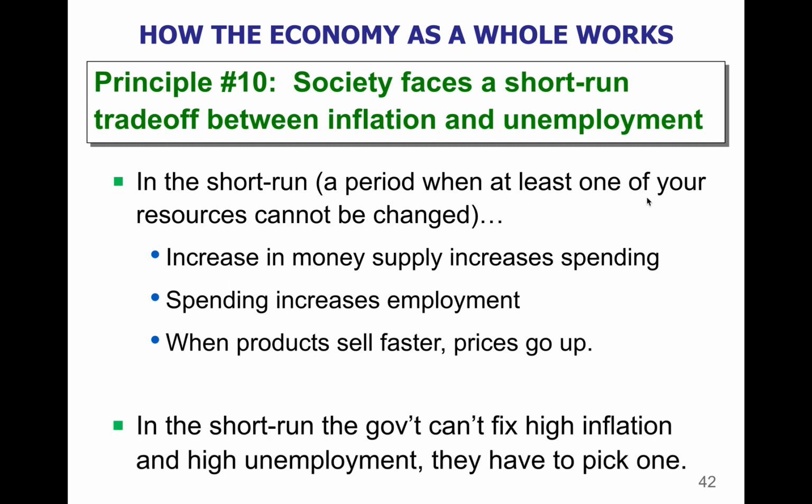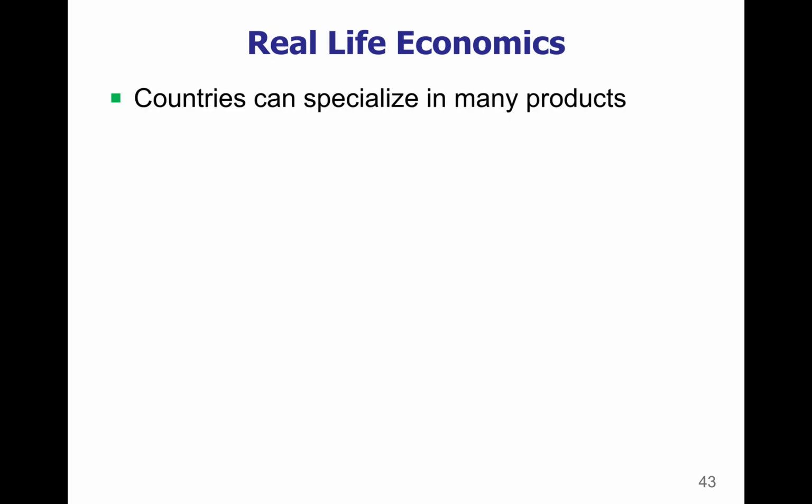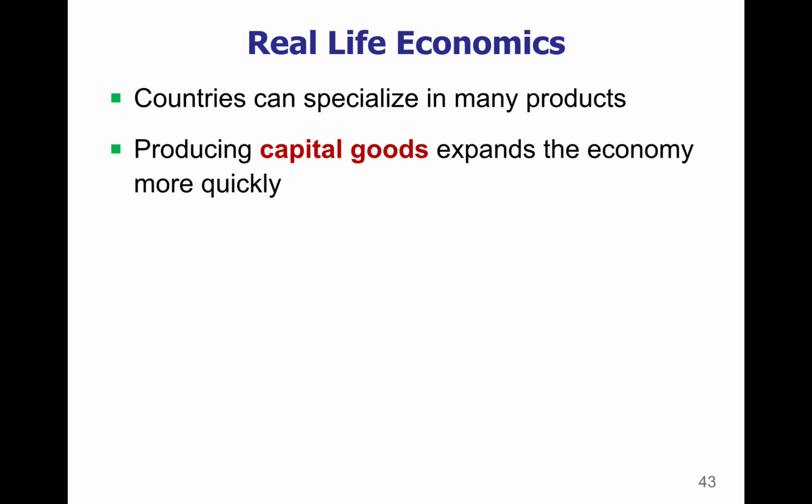So in the short run, if we have two of these problems at the same time, we can't fix them both. We have to fix one in the short run and then wait a longer period of time and fix the second one later. So this leads us to some kind of real life economics. Because countries specialize in lots of different products, it means that the producing of products and the ability to do that easily and quickly is what expands economies.